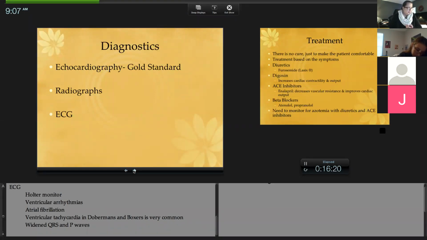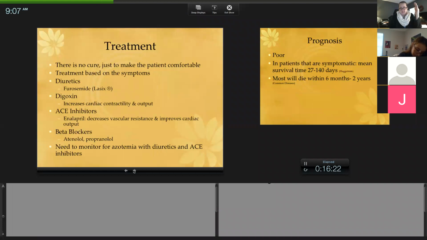So those are things that we do to diagnose it. But the big thing is there is no cure. All we are going to try to do is make this patient comfortable. Unfortunately, this is a disease that's going to progress. How quickly it progresses, we do not know. So this is where good client education is going to be key.